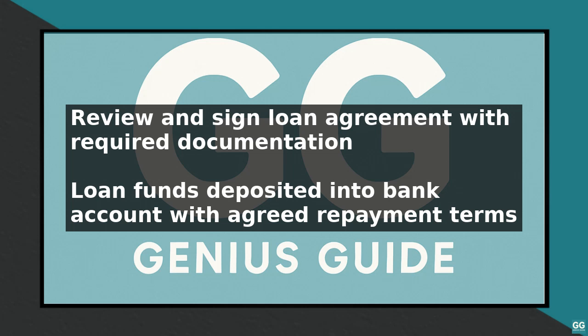This involves reviewing and signing the loan agreement, and providing any additional required documentation. The loan funds will then be deposited into your bank account, and you can begin making repayments according to the agreed upon terms. In conclusion, configuring a Credit.com personal loan is a simple and efficient process.